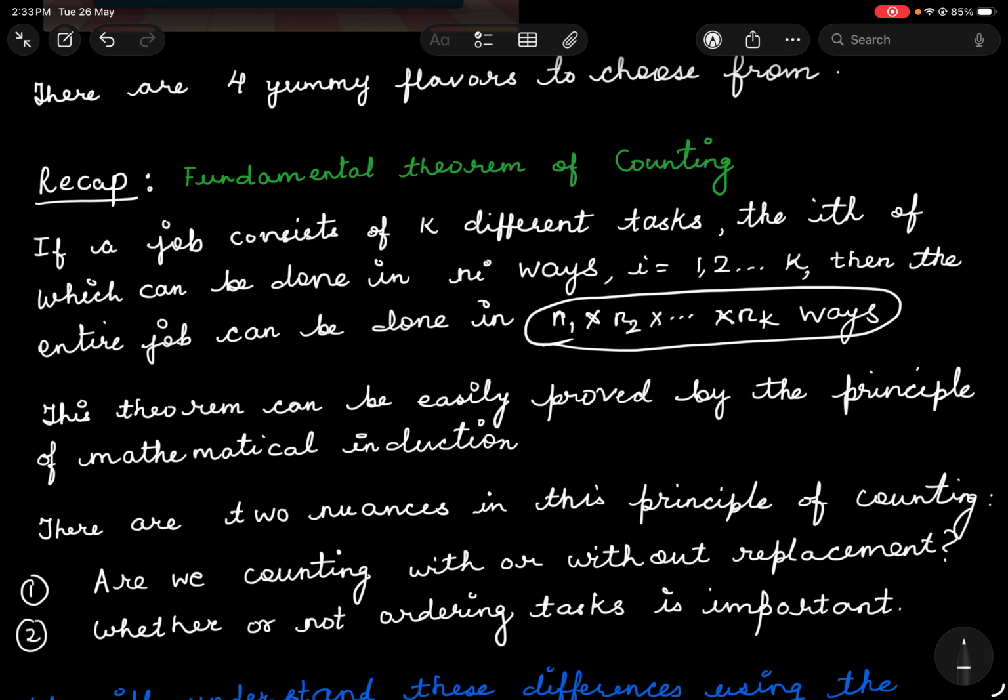So suppose I have 2 tasks and the first task can be done in 10 ways. Suppose there are 2 courses you have to choose from, and in course 1 there are 10 subjects you can choose from, and in course 2 there are 8 subjects you can choose from. So what are the different combinations of subjects that you can choose? Again, by the fundamental theorem of counting, that number is 10 into 8, which is 80 ways.